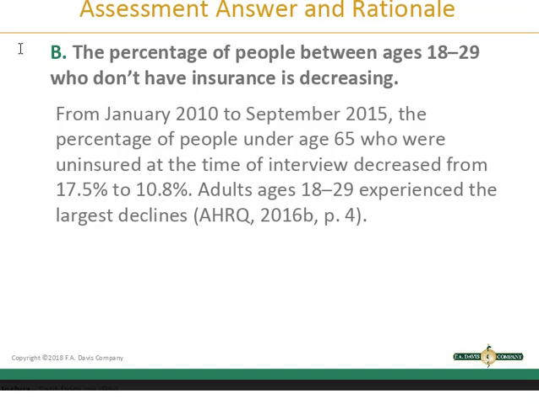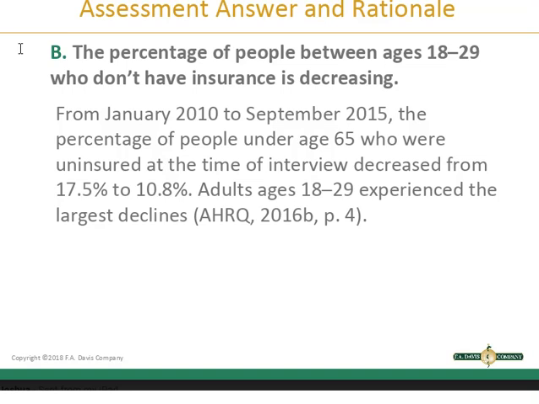So the answer to this question is B. The percentage of people between 18 and 29 who don't have insurance is decreasing. From January 2010 to September 2015, the percentage of people under age 65 who were uninsured at the time of the interview decreased from 17.5% to 10.8%. Adults between ages 18 and 29 experienced the largest declines.